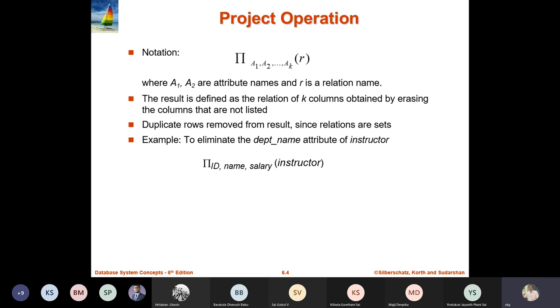So to eliminate the department name attribute of instructor, in this case we keep ID, name and salary. The instructor schema originally had ID, name, salary and department name, and when we project ID, name and salary, those three are projected. So we result in a table or relation with these three attributes.